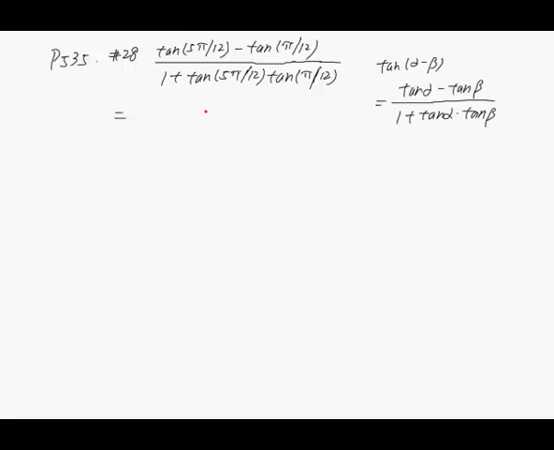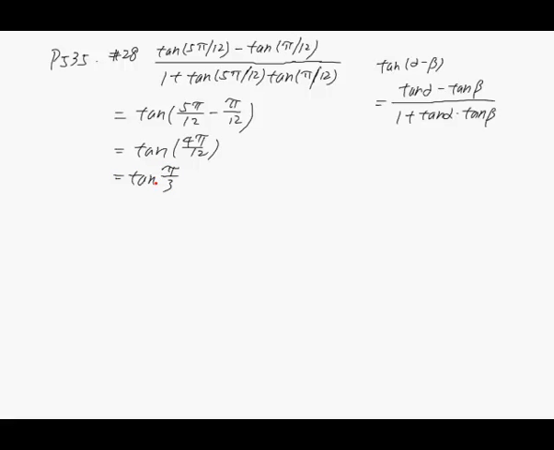So now by applying this identity, we have this expression equal to tangent, and this 5 pi over 12 is alpha, and this pi over 12 is beta. So you have the tangent of 5 pi over 12 minus pi over 12. And then you simplify, you have the tangent of 4 pi over 12. And this is equal to tangent of pi over 3.